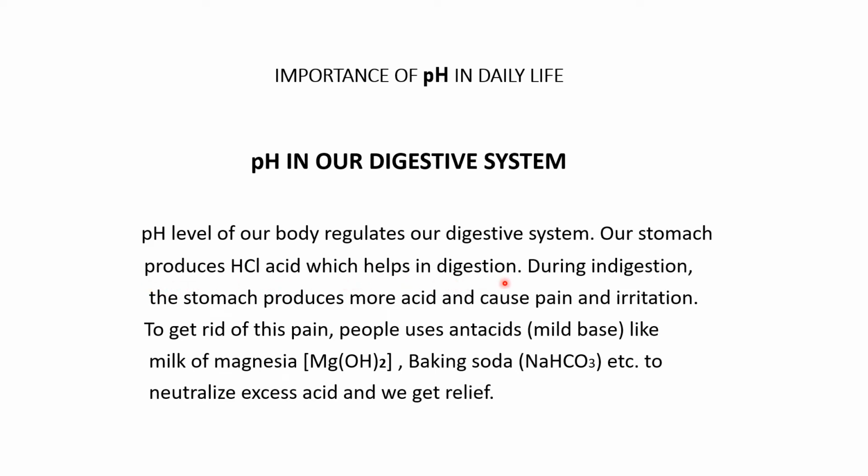That we know from biology, that whenever our food is inside our stomach, it will secrete hydrochloric acid for digestion. During indigestion, what happens? The stomach produces more acid and causes pain and irritation. Because the food is not digested, it will start melting the inner portion of our stomach. So to get rid of this pain, people use antacid, which is a mild base like milk of magnesia, that is magnesium hydroxide, and also baking soda, sodium hydrogen carbonate, to neutralize the excess acid and we get relief.